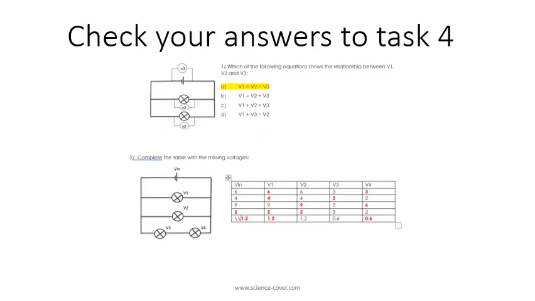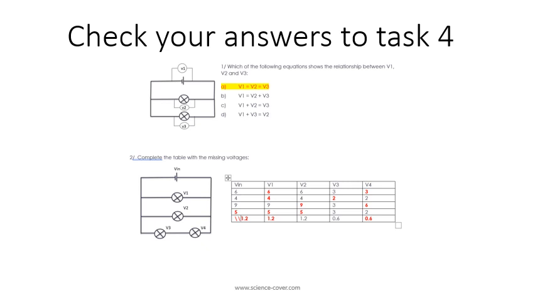Let's check our answers to task 4. Which of the following equations shows the relationship between V1, V2 and V3? Well, V1 is equal to V2 and that's equal to V3. Complete the table with the missing voltages. For the first one, V1 should be 6 and V4 should be 3. In the second one, V1 is 4 and V3 is 2. In the third line, V2 is 9 and V4 is 6.